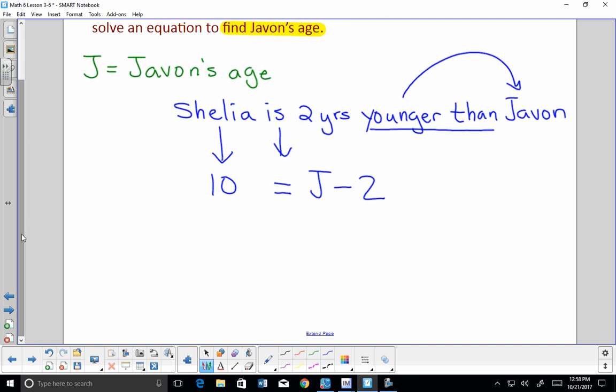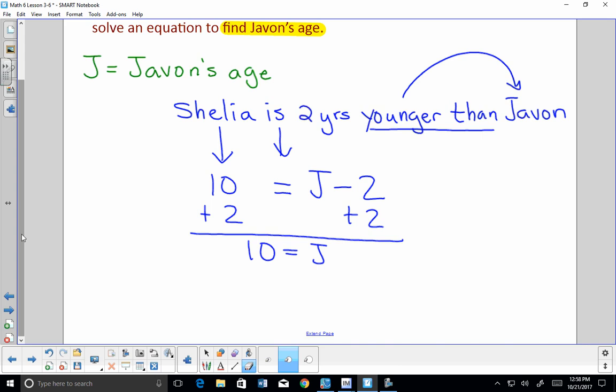If you add 2 to both sides, you now have 12 equals J. So Javon is 10 plus 2, which becomes 12. That was silly. There we go. Javon is 12 years old.